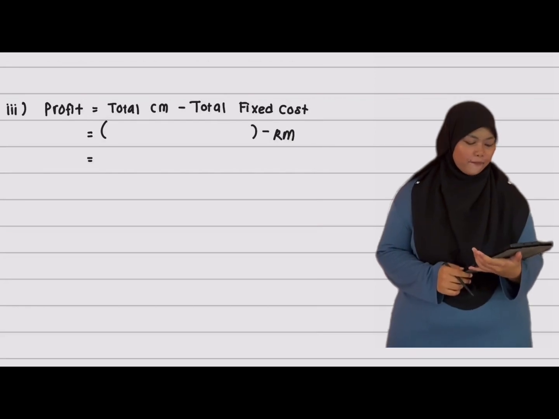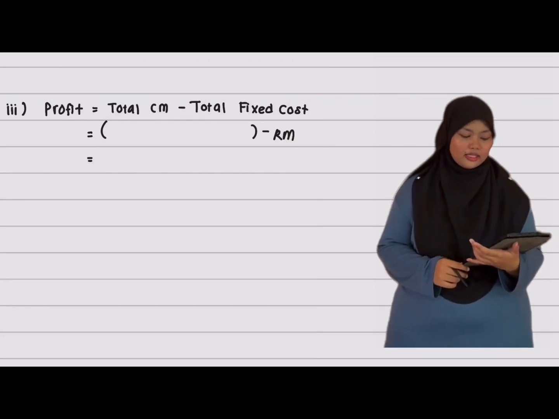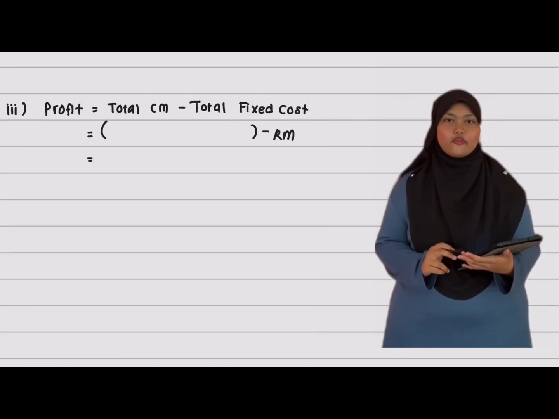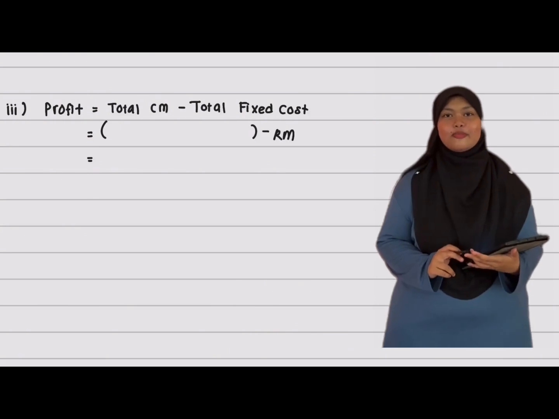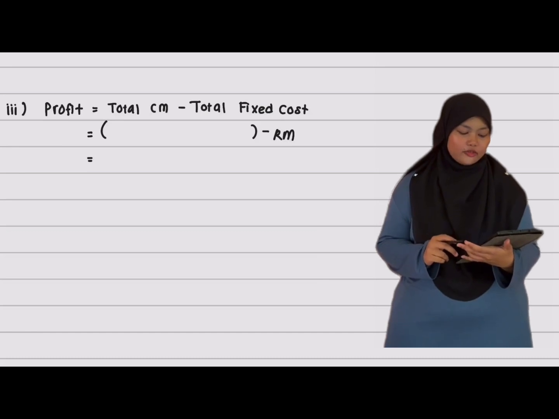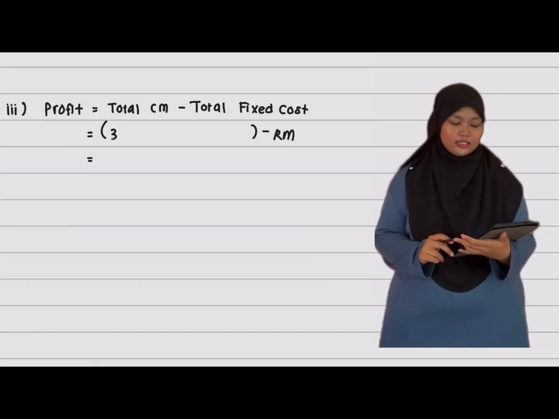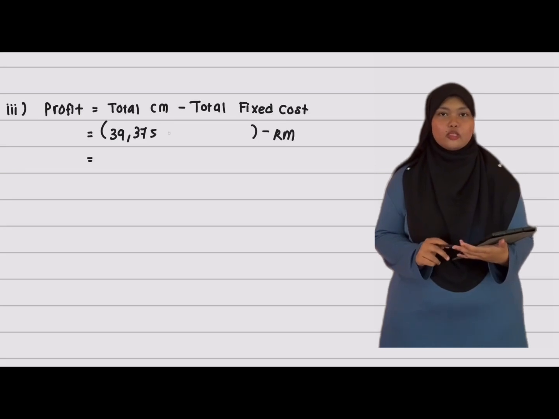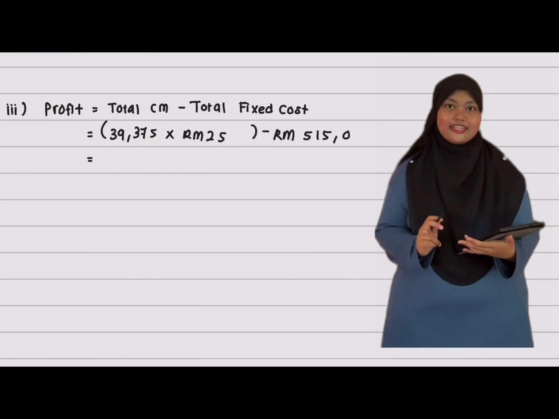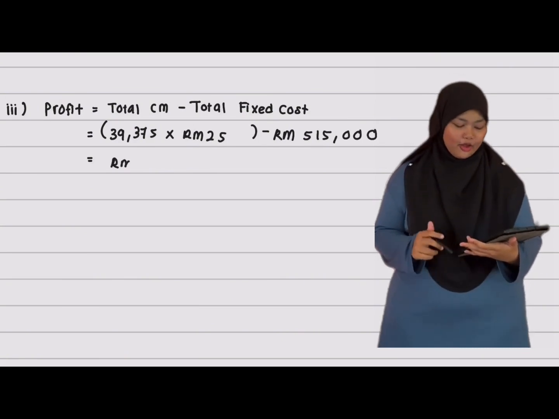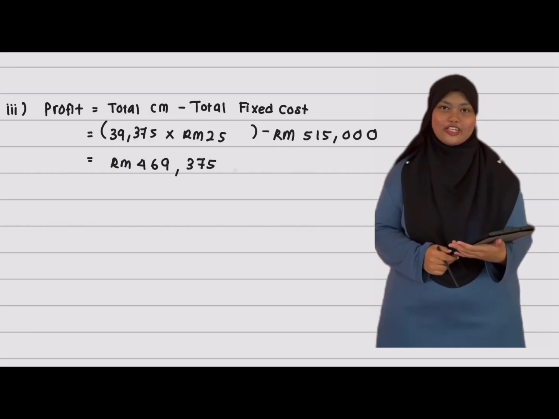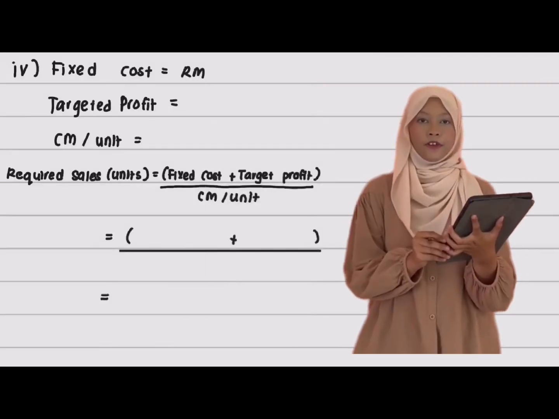Next, we are required to calculate question 3 Roman. The question is profit or loss if the sales volume is 39,375 units. First, we should know the profit formula. The formula is total contribution margin minus total fixed cost. Since the sales volume is 39,375 units, we should multiply it with 25 ringgit and then minus 515,000 ringgit. And the final answer is 469,375 ringgit.